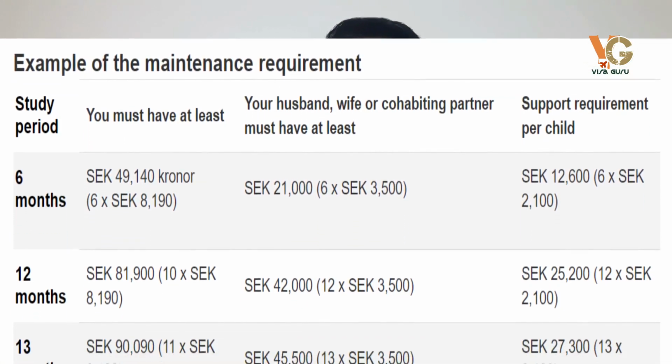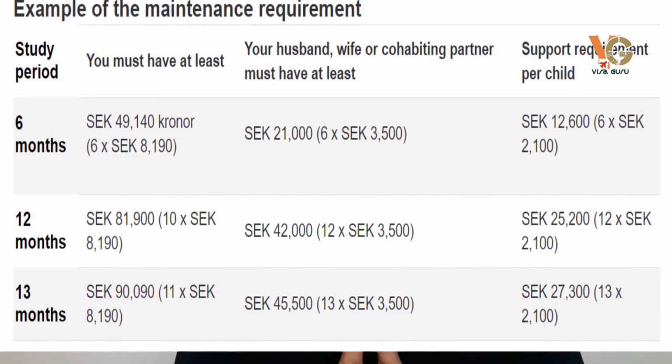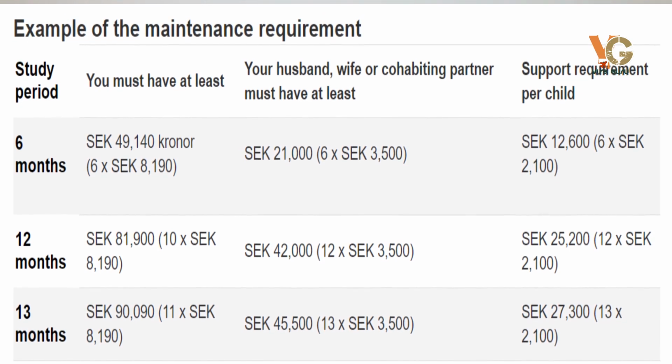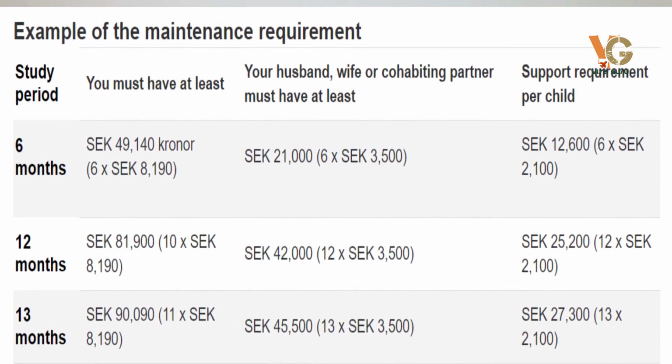For example, from January 2018, you need to show that you have in your personal bank account 8,190 Swedish crowns per month. So you need to show this for 10 consecutive months. For example, it's about 8,100 and so it's about 81,900 Swedish crowns for a year.